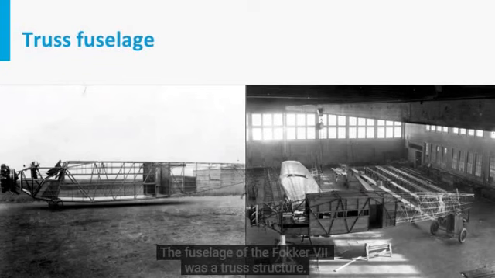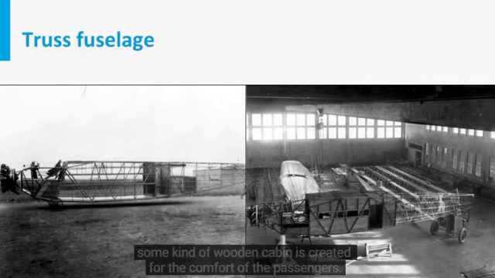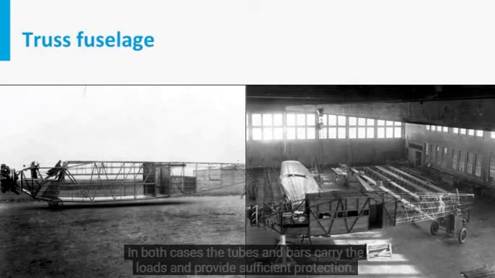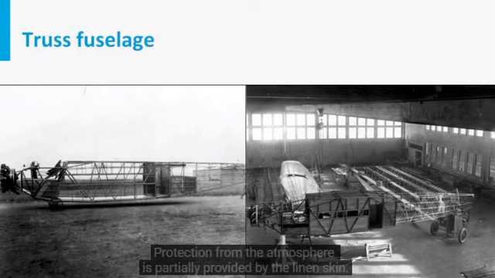The fuselage of the Fokker 7 was a truss structure. On the picture on the left, you see a full truss structure. In the picture on the right, some kind of wooden cabin is created for the comfort of the passengers. In both cases, the tubes and bars carry the loads and provide sufficient protection. Protection from the atmosphere is partially provided by the linen skin.